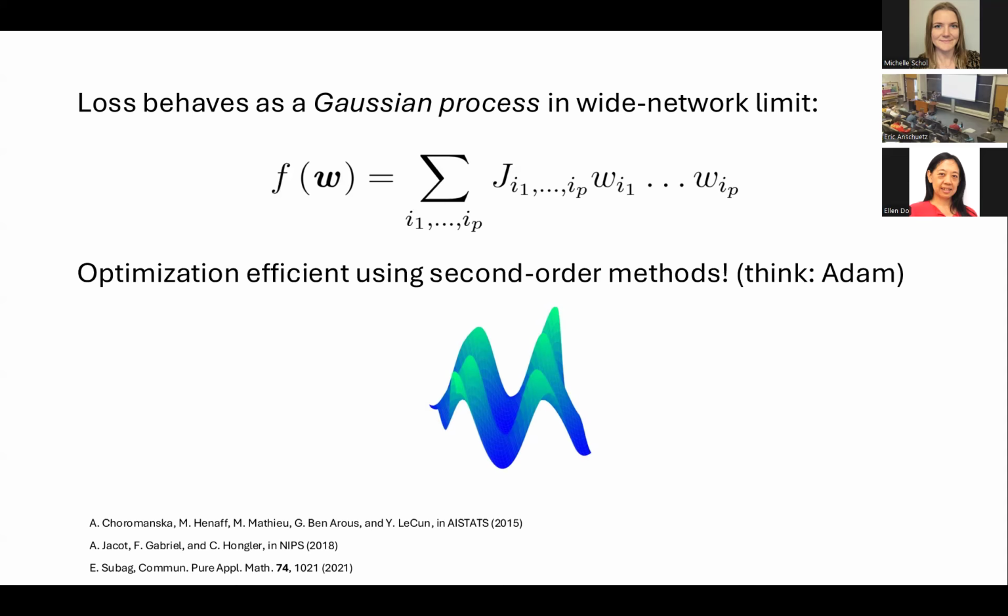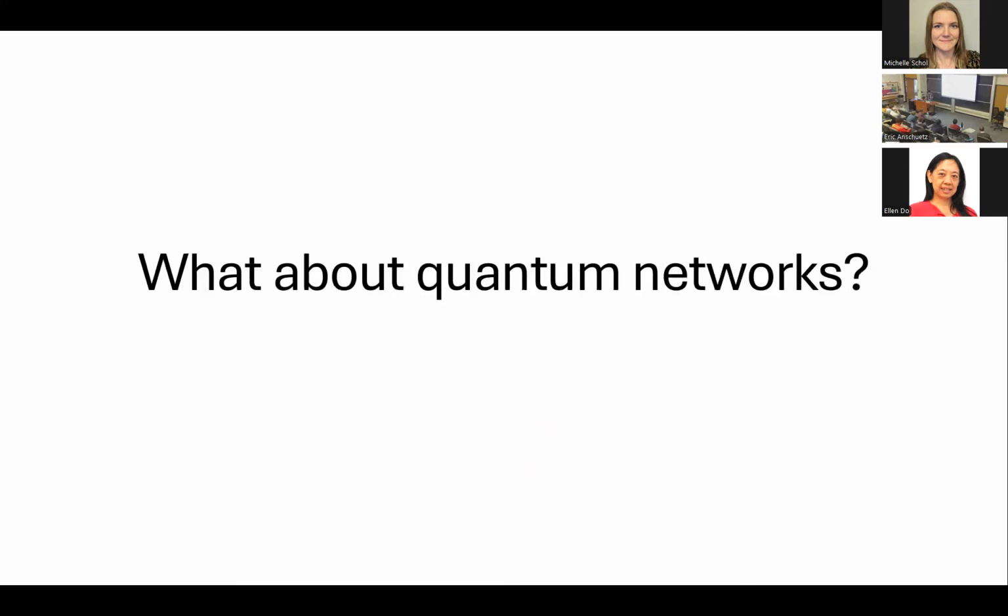And the reason really is that in our loss landscape, so this function, all of its local optima are near the global optimum. And it might have some saddle points higher up in the landscape. But that's why, if you have a second-order method, you can get through these saddle points. Okay. So now we can ask, well, what about quantum networks? Well, I should tell you what a quantum network is.